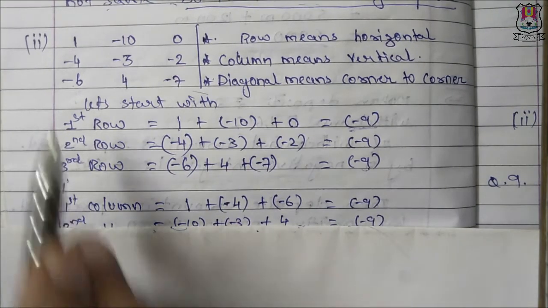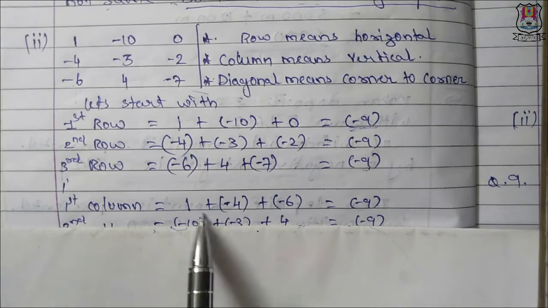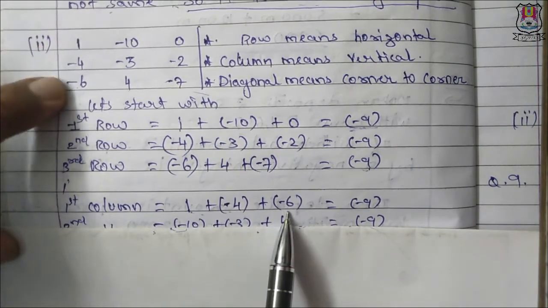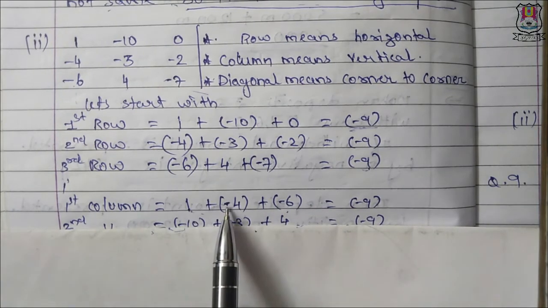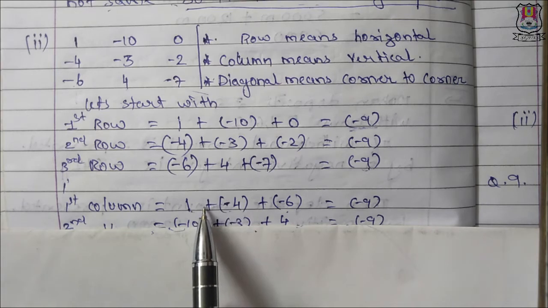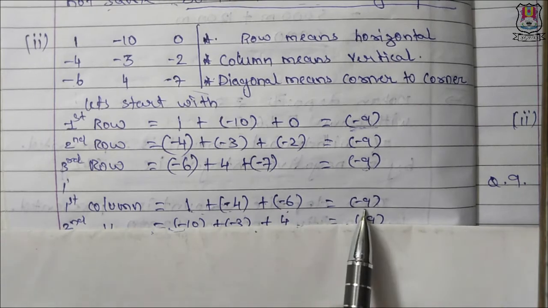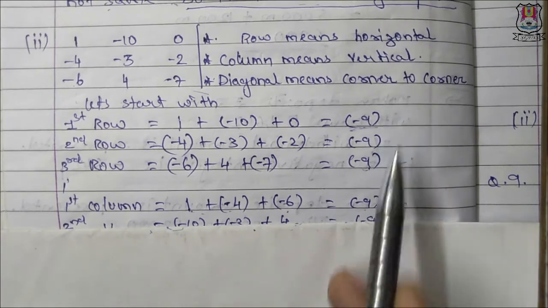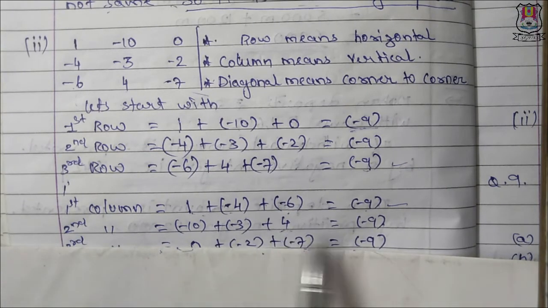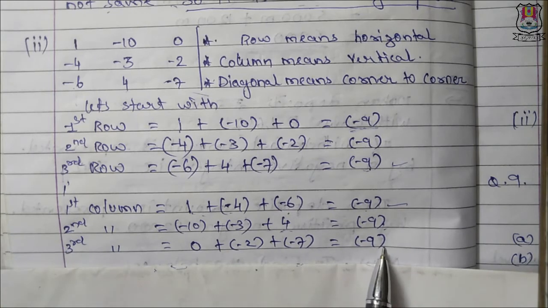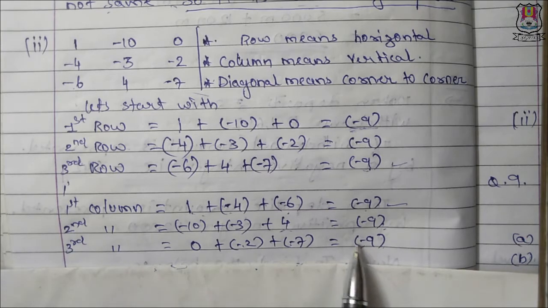Now for the columns. First column: 1 plus minus 4 plus minus 6. Plus minus is minus, so 1 minus 4 is minus 3, and minus 3 plus minus 6 is minus 9. Again we are getting minus 9 in the column also. The second column is also minus 9 if you add and subtract the numbers. The third is also minus 9 because minus 2 plus minus 7 is minus 9. So rows and columns have the same answer, minus 9.